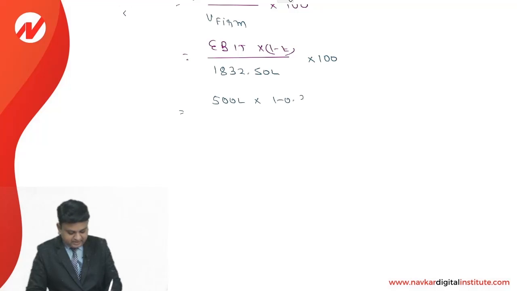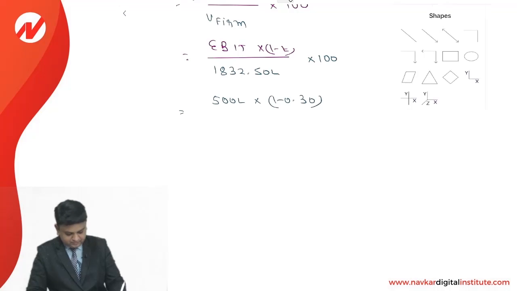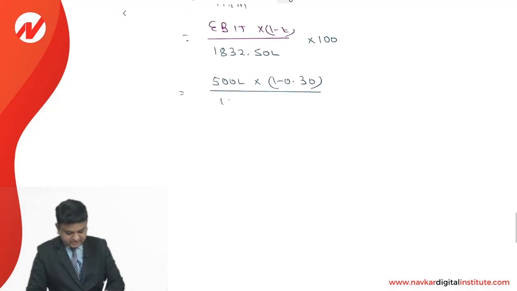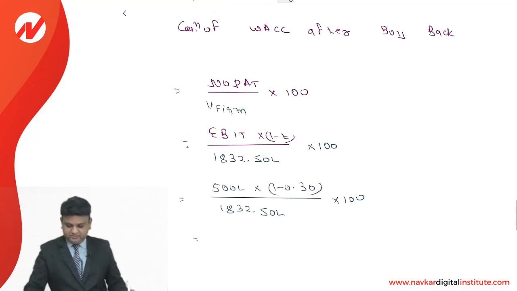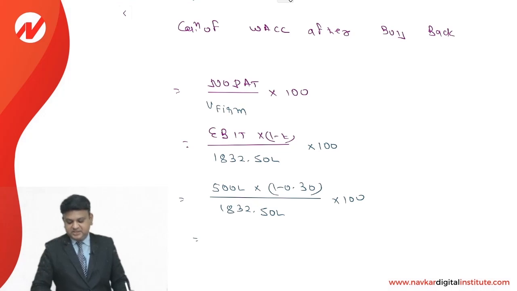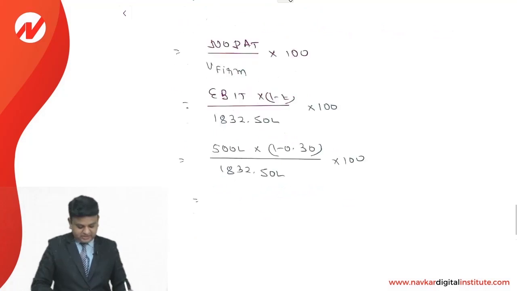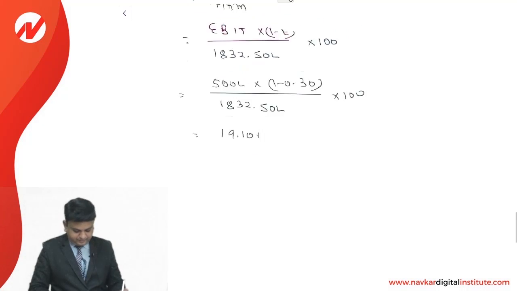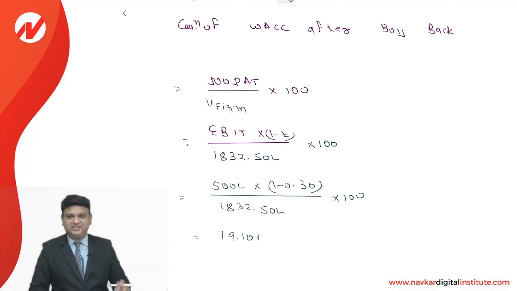500 lakhs into 1 minus 0.30 divided by 1832.50 lakhs into 100 for getting answer in percentage term. So 350 upon 1832.5, that is 19.099. So I take it 19.10. This is the way we are required to write the answer.